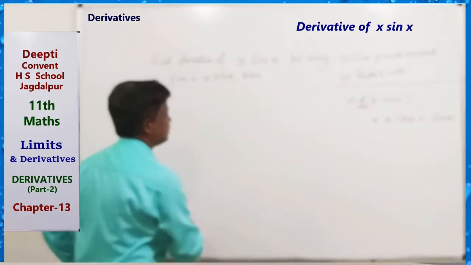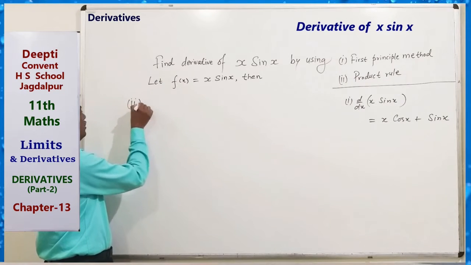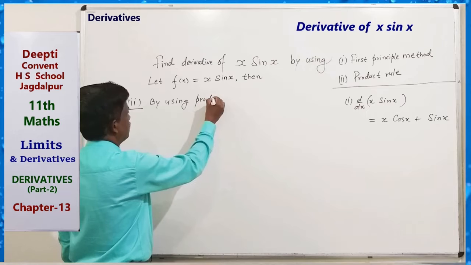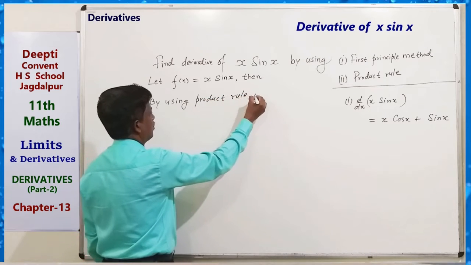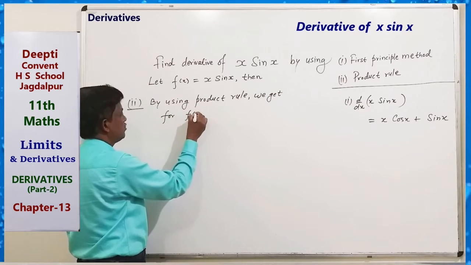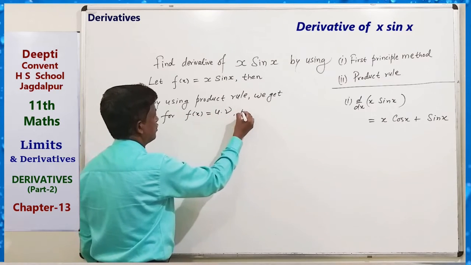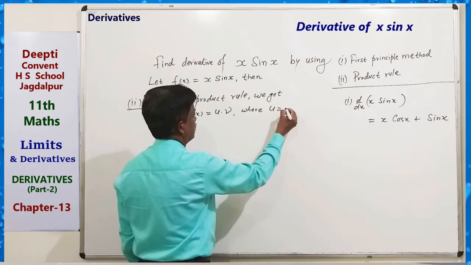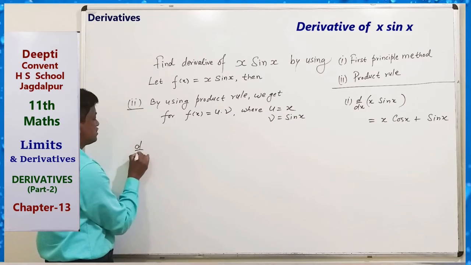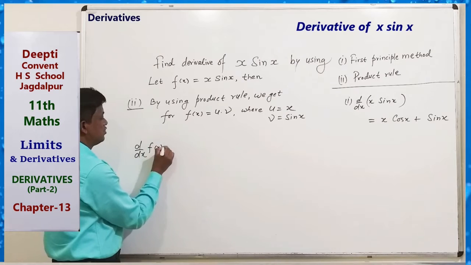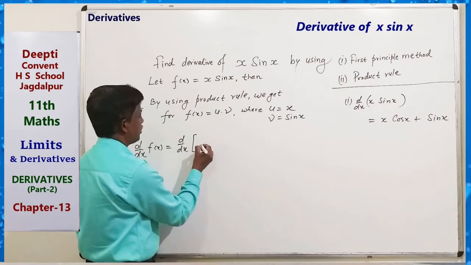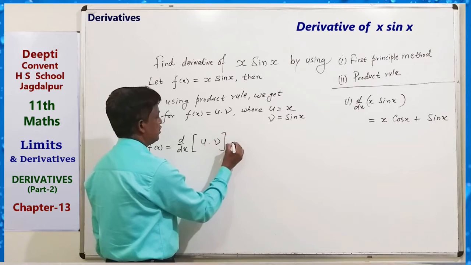Here, just the second part. By using the product rule, we get for f(x) equals u into v, where u equals x and v equals sin x. d/dx of f(x) equals d/dx of u into v. So what is the formula?